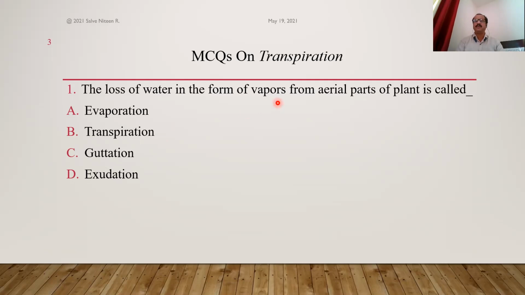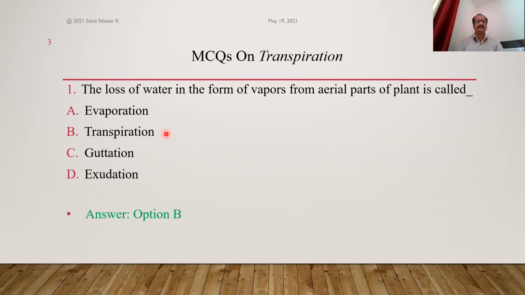The difference is that evaporation is a physical process, and this is a physiological process carried out by living organisms like plants. Whereas the loss of water in the form of liquid droplets is called guttation, which occurs through hydathodes that you have studied, and the loss of liquid sap is called exudation. Guttation occurs naturally from the uninjured parts of the plant, whereas exudation takes place from the injured parts. So here our answer is transpiration.